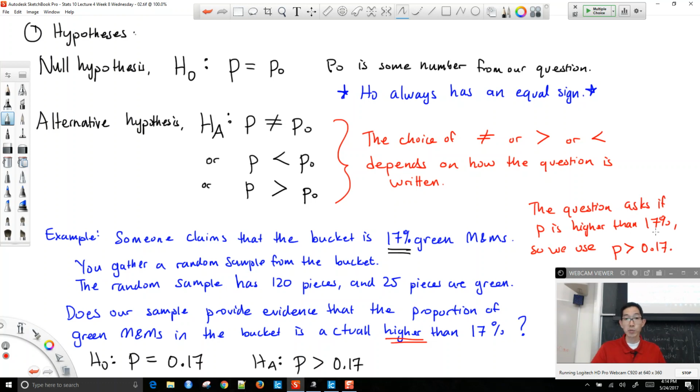If the question was written in another way, do we have evidence that the proportion of green M&Ms is different from 17%? Then we would use a not equal sign. Or if it said, do we have evidence that the proportion is less than 17%? Then we would use the less than sign, and so on and so forth. So that's how the setting up of the hypotheses works. Is this okay?